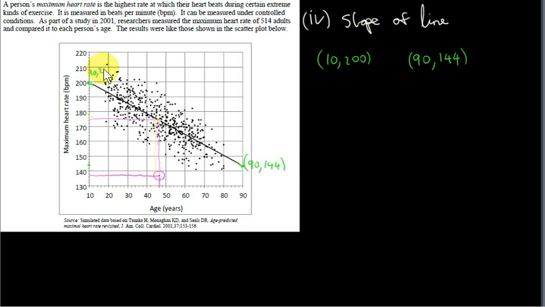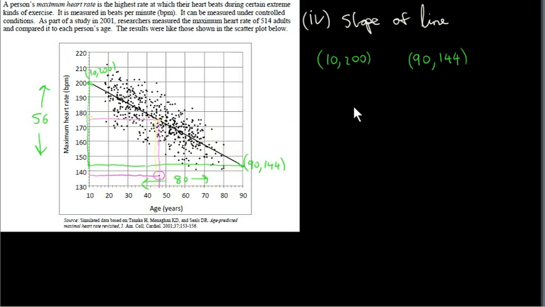This is 10, 200. And how do we get the slope of a line? Well, we just get the vertical distance between these 2 points. That's this distance here. We just subtract the y values. That's 200 minus 144. We have 56 here. And then we get the horizontal distance between the 2 points. We just subtract the x values. That's 90 minus 10. That's 80.